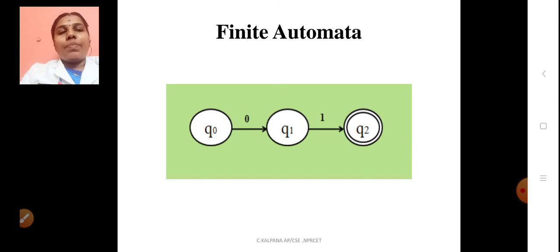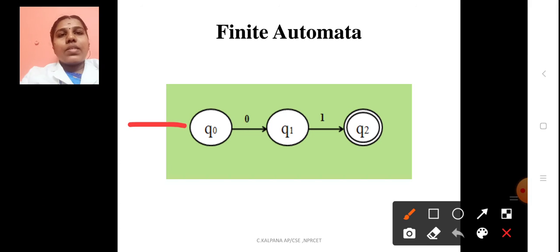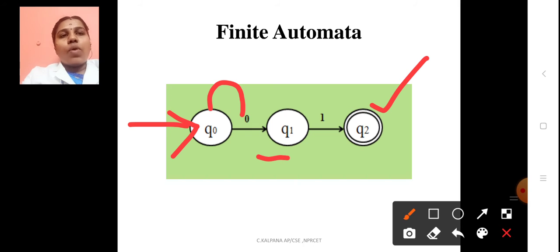So consider this example. Here there are three states, Q0, Q1 and Q2, and it has the transitions 0 and 1. The transition from Q0 to Q1 is on input 0, and from Q1 to Q2 is on input 1. So sigma equals {0, 1}. The start state can be represented as an arrow and the end state as a double circle. The transition from Q0 on 0 goes to Q1, and the transition from Q1 on 1 goes to Q2.